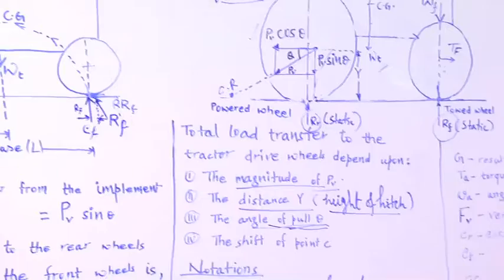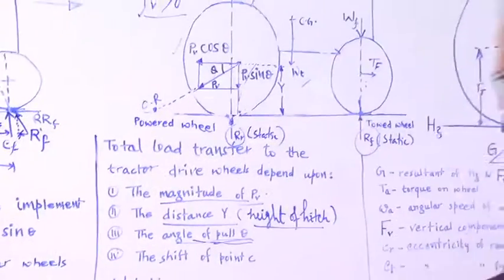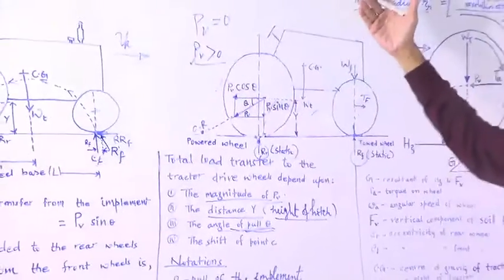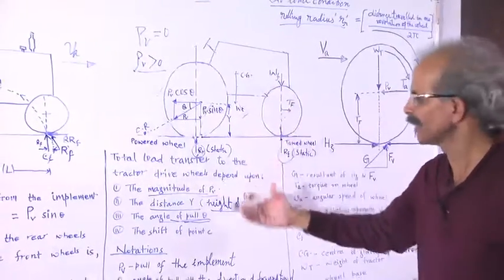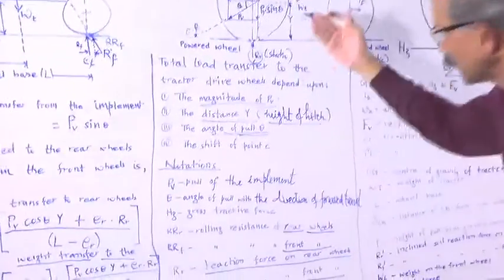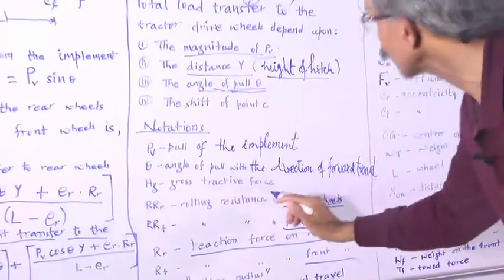Now, let us have some notations which I have given in this. PV is the pull of the implement. Why V we have written? Because these all we are considering in the vertical plane. So, PV talks with the pull of the implement in the vertical plane, theta is the angle as I told you earlier, then Hg is the gross traction force.